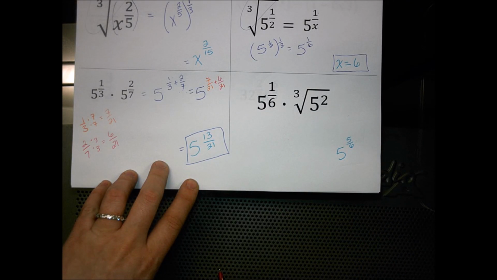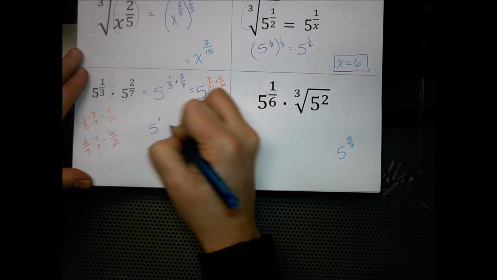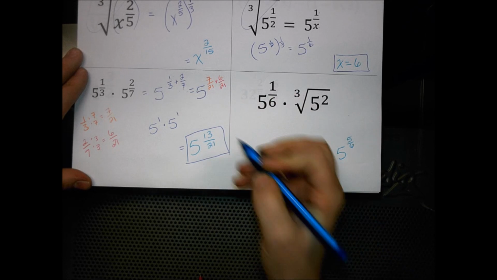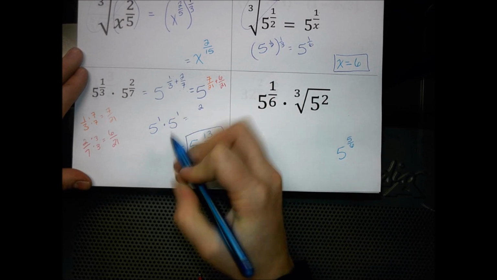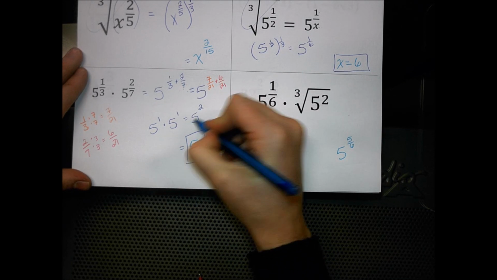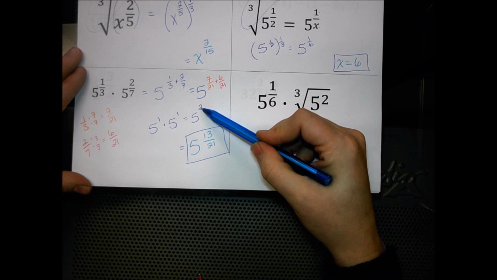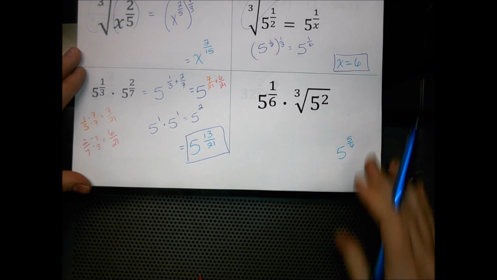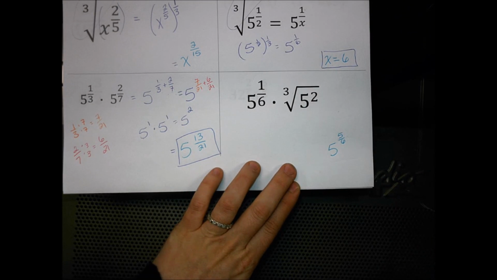Wait, you don't multiply the bases? No, because if you had 5 to the first times 5 to the first, and you added the exponents to 2, would you also multiply the 5s? Fair point. It would be 5 squared. Otherwise, if you did 25 squared, it would be doing the same thing twice, and you don't want to overdo it. You're over-solving the problem.